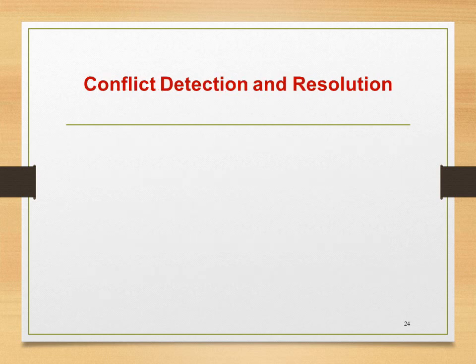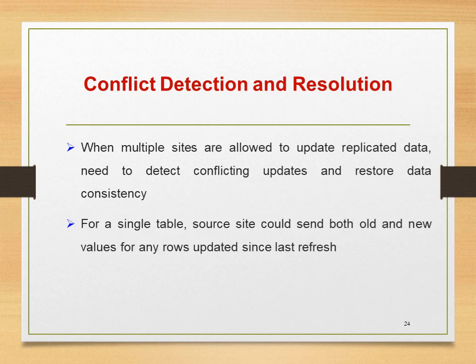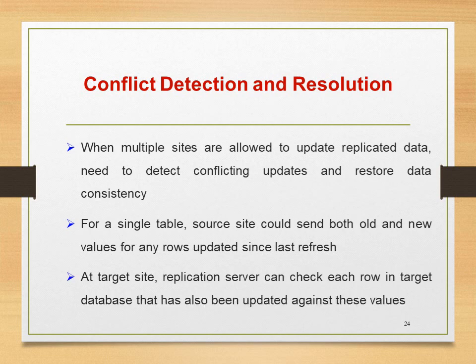Then the third one is conflict detection and resolution. When multiple sites are allowed to update replicated data, there should be some methods to detect conflicting updates and restore data consistency. For a single table, the source site should send both old and new values for any rows updated since the last refresh. And at the target site, the replication server can check each row in the target database that has also been updated against this.